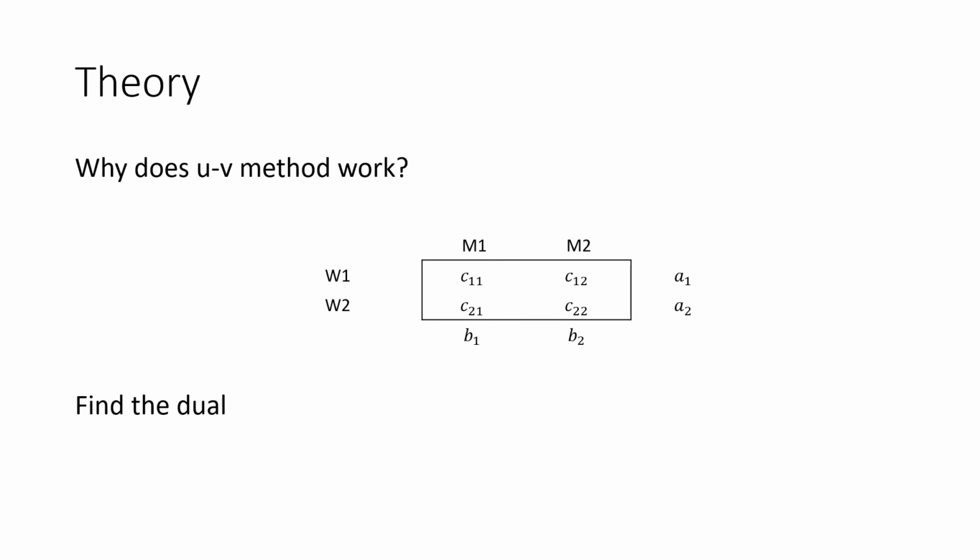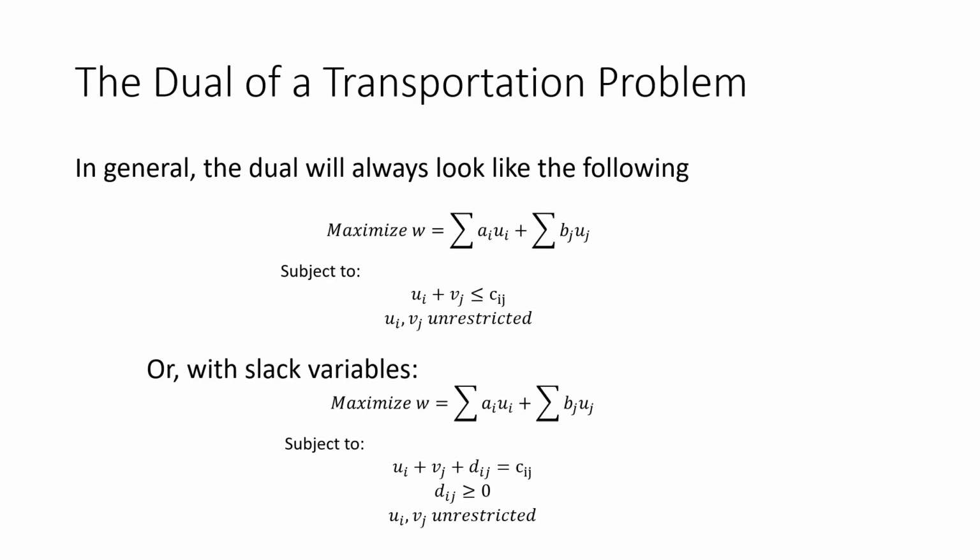And really what we're going to see is that when you use this UV method, you are really using the dual of your linear program. So think about the dual of our problem. What do we have? Well, our problem was we are trying to minimize a cost. And that cost is the sum of all the Cij's times Xij's, subject to a whole bunch of constraints.